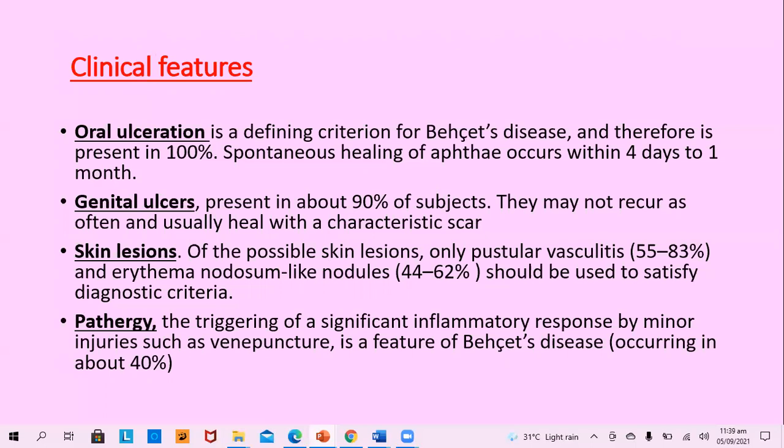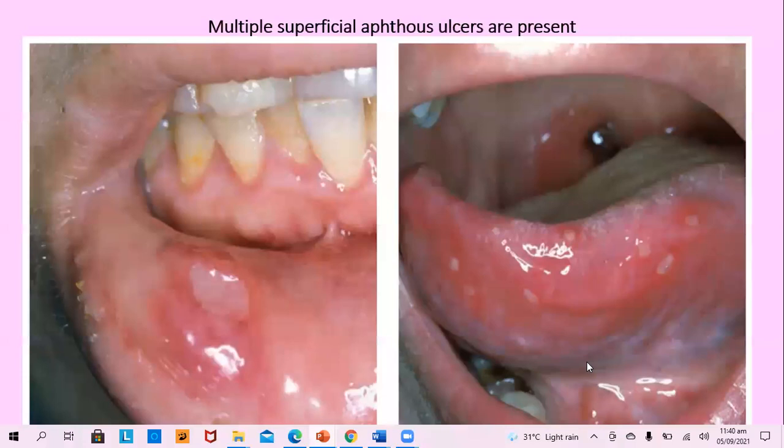diagnosis. Then pathergy. Pathergy is the triggering of a significant inflammatory response by minor traumatic injury like venipuncture, which is a feature of Behçet's disease occurring in 40% of the cases. The pathergy phenomenon is also seen, or is also positive, in pyoderma gangrenosum and in Sweet syndrome. But this is only among the diagnostic criteria in Behçet's disease.